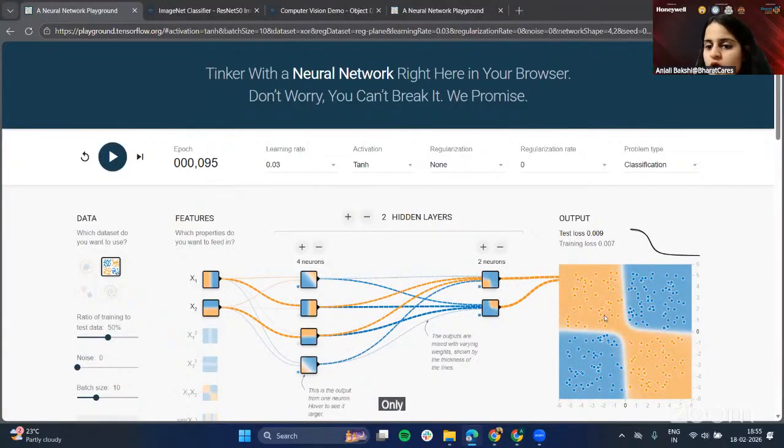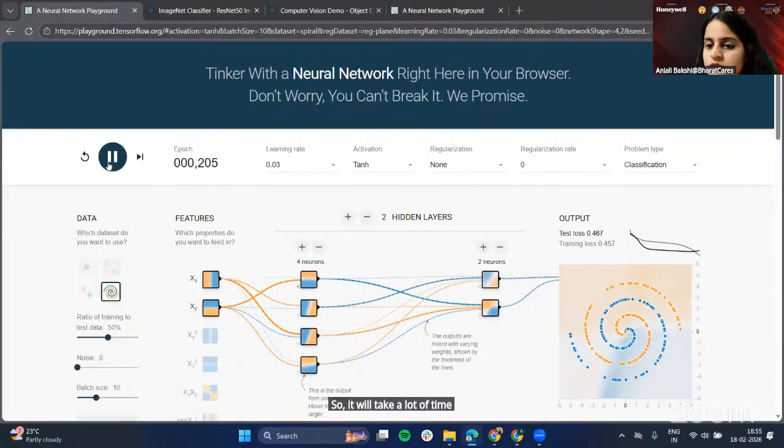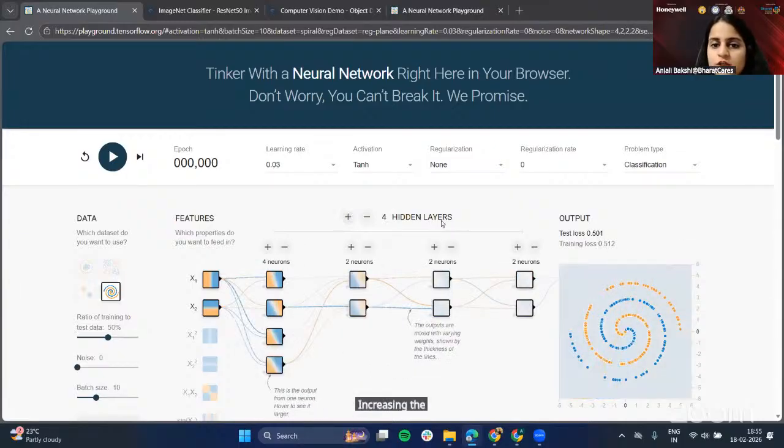Only 95 epochs, it is separated. Now, what if we have this kind of data? Now, let's see. It will take a lot of time to classify this data. But in this case, what can we do? Let's try increasing the hidden layers. Now I have introduced 4 hidden layers in this.